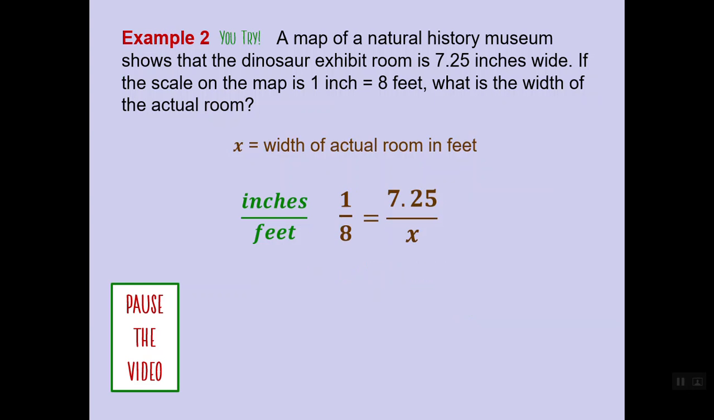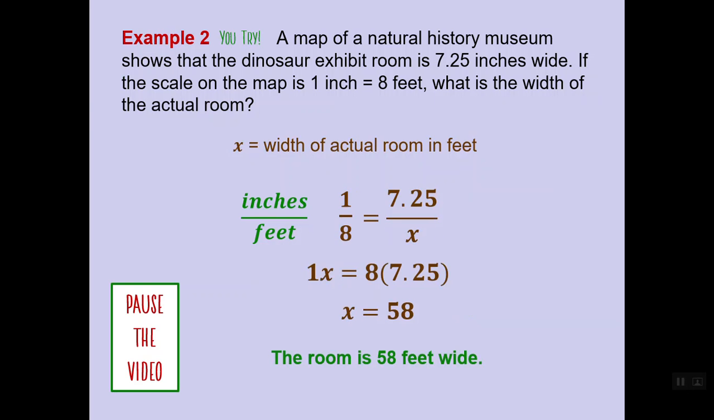Now we're going to go ahead and cross multiply to solve, and this is a pretty easy one because we have 1 times x equals 8 times 7.25, so it's pretty straightforward to get to x equals 58, and that stands for the width of the actual room, so we write the room is 58 feet wide.